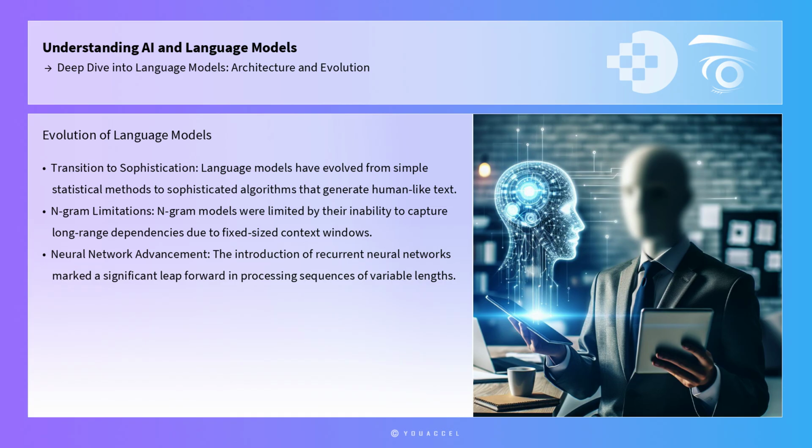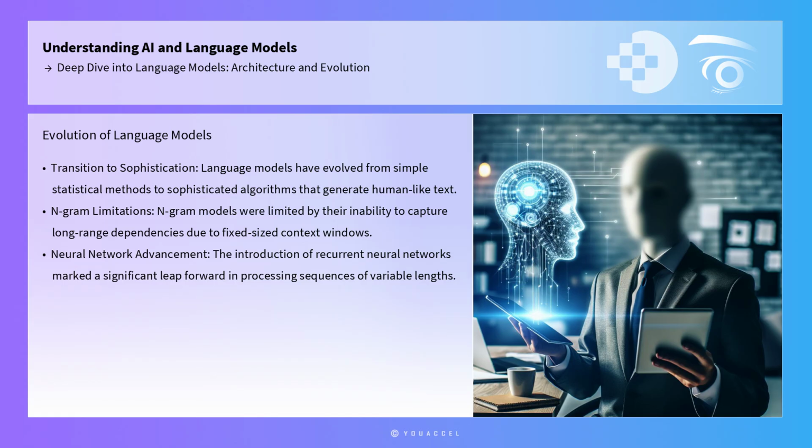Language models have transitioned from simple statistical methods to highly sophisticated algorithms capable of generating human-like text. The inception of language modeling can be traced back to n-gram models, which predict the probability of a word based on its previous words. Although effective for small-scale applications, n-gram models were limited by their inability to capture long-range dependencies due to their reliance on fixed-sized context windows.